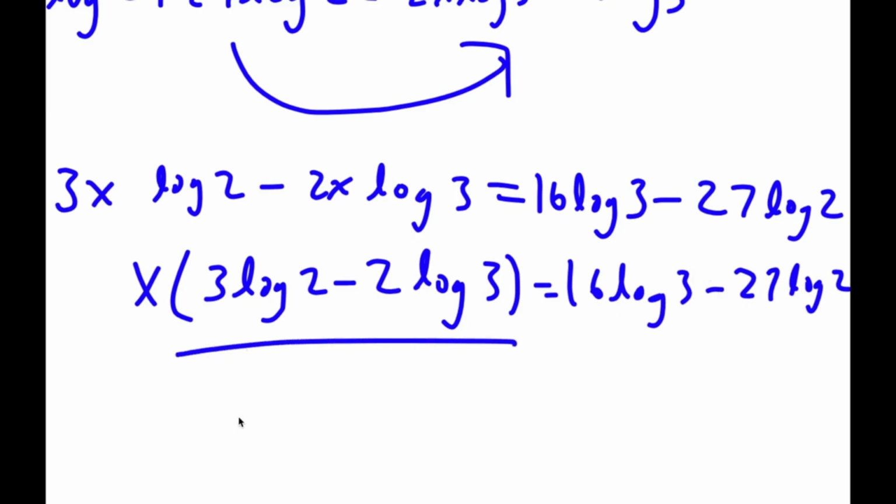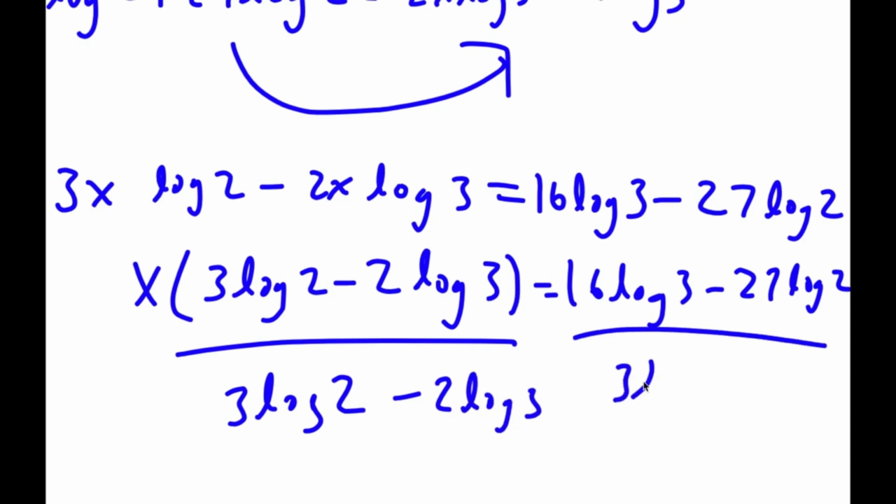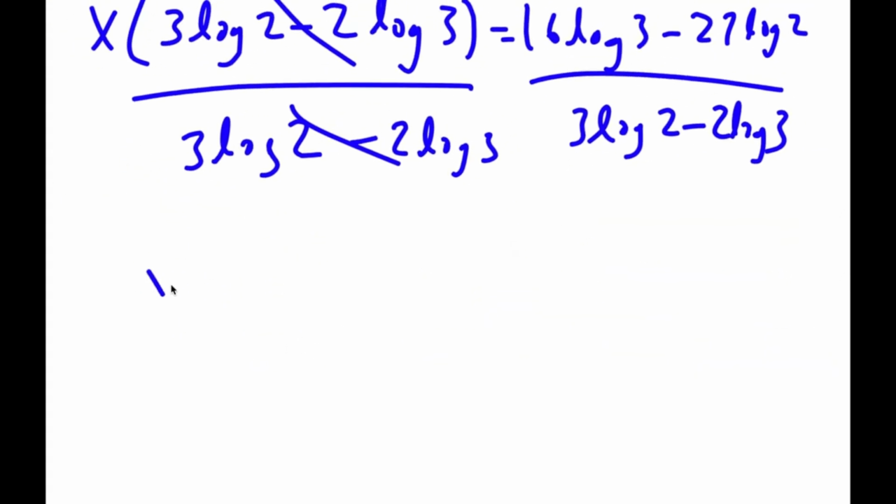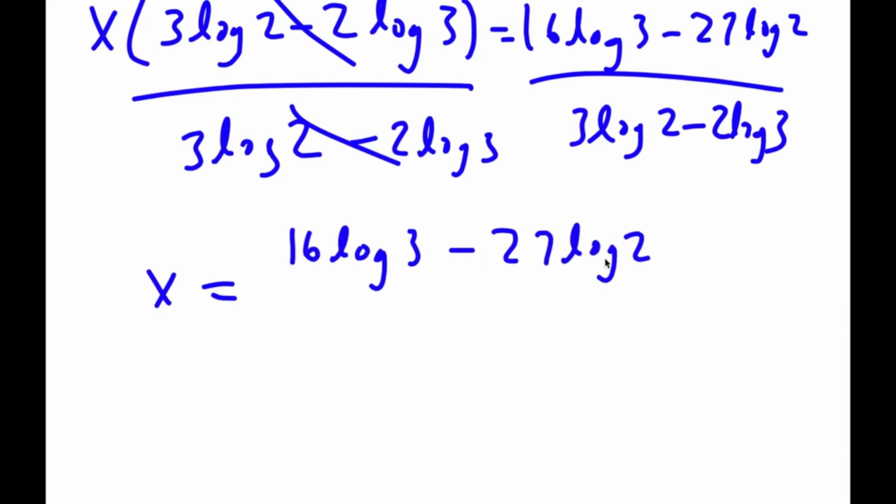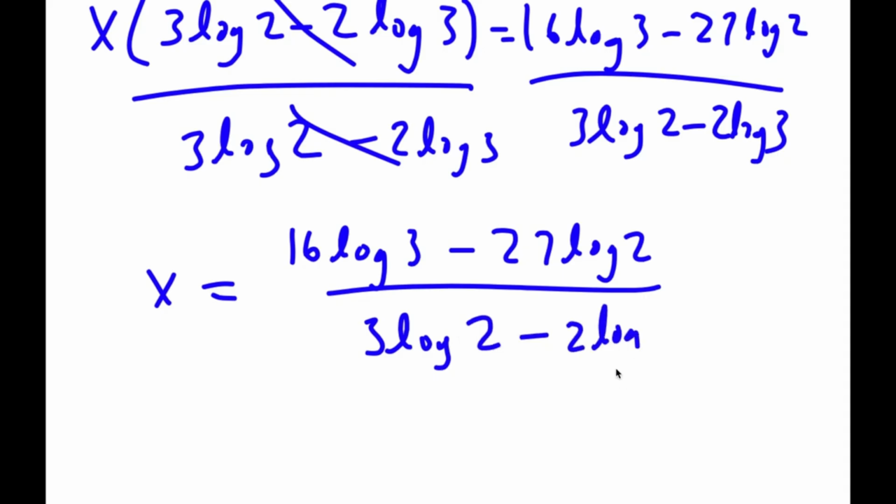Now all I have to do is divide this on both sides. These two cancel out, and I have x is equal to 16 log 3 minus 27 log 2 all over 3 log 2 minus 2 log 3.